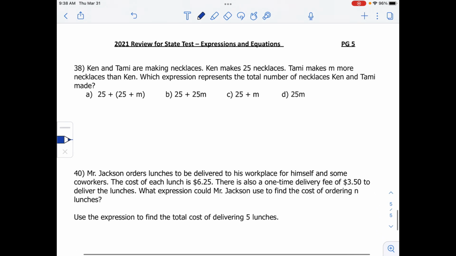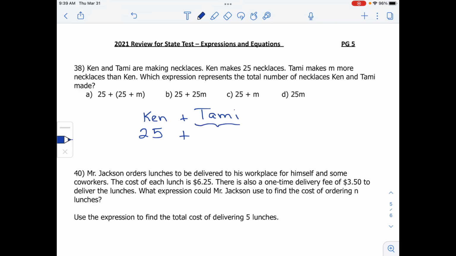All right, number 38. Ken and Tammy were making necklaces. Ken makes 25 necklaces. Tammy makes m more necklaces than Ken. Which expression represents the total number of necklaces Ken and Tammy made? Right, so we need to add the number of necklaces Ken makes with the number of necklaces that Tammy makes. Well, we know Ken makes 25 necklaces, and Tammy makes m more necklaces than Ken. That would look like the number that Ken makes plus m more. So 25 plus 25m. And that is choice A.